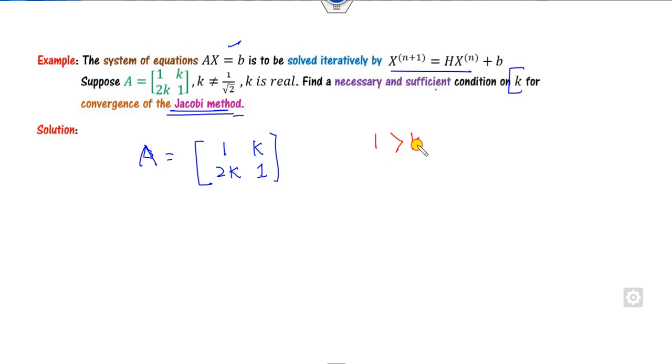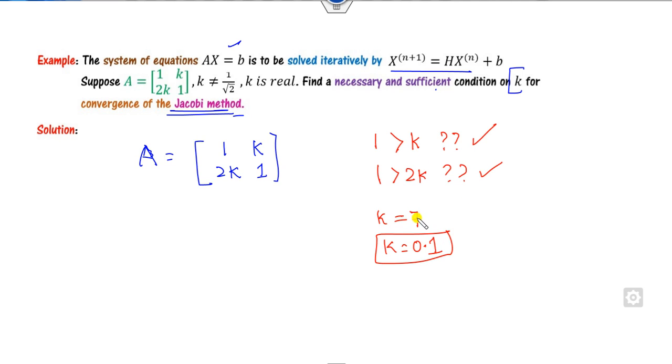1 is greater than K and the second is 1 is greater than 2K. We are not sure about that because K can be 7, K can be 0.1. If it is 0.1, then it's satisfied. But if K is equal to 7 or 9 or 5, then it is not true. Since we are unable to know about K, how can you find this?